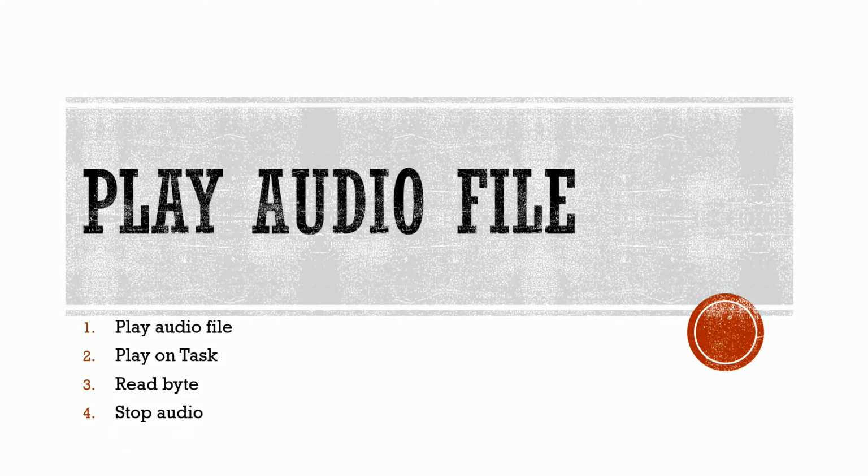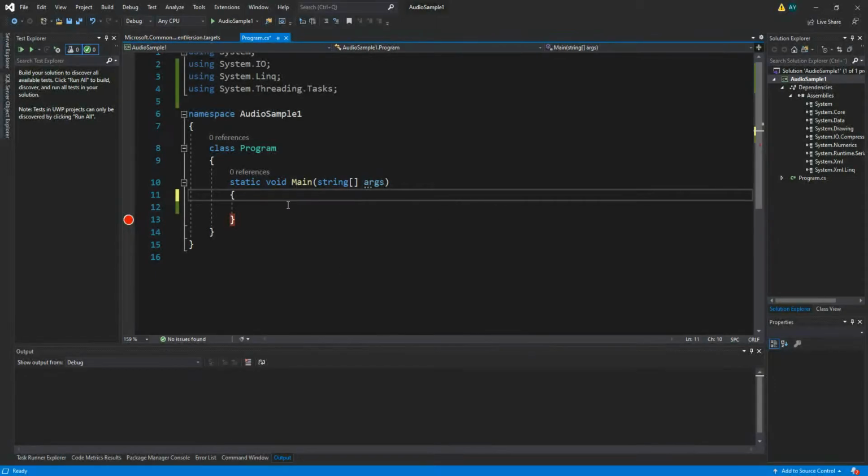So the task is to play an audio file. We're gonna play the audio file on a task. We're gonna read the bytes, and then we're gonna stop the audio file when the bytes have been displayed to the console. So let's start the project.